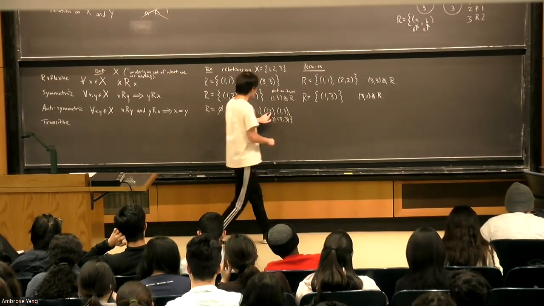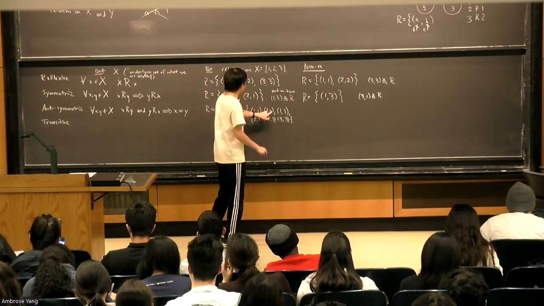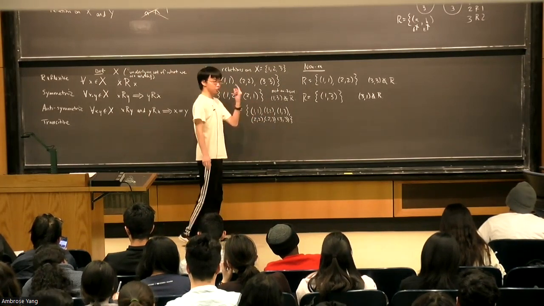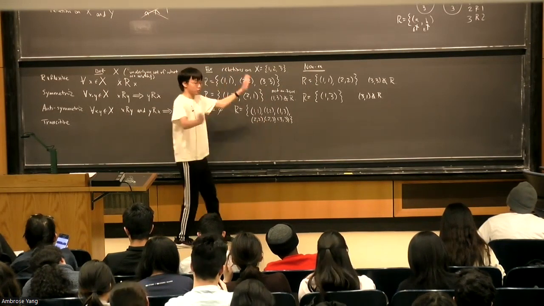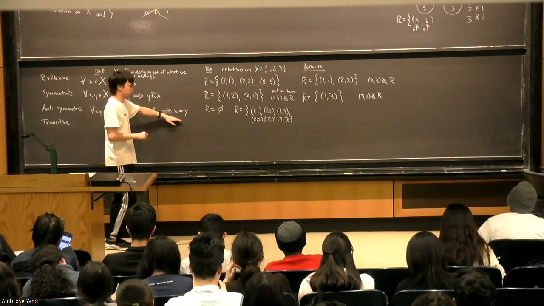Let's first think about, say, 1, 2. If x R y, how about y R x? 2, 1. Well, 2, 1 is not inside this relation. Therefore, the antecedent is false, and so this implication is true.